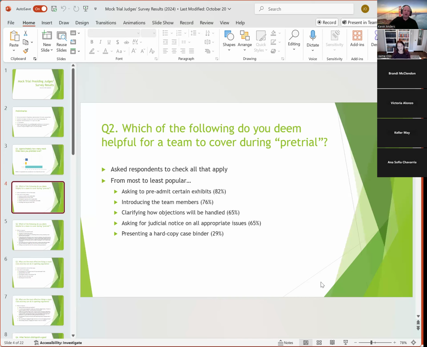Yeah, I typically don't even accept the hard copy case binder, because what I want to see is the evidence that is actually being introduced, versus everything before trial.